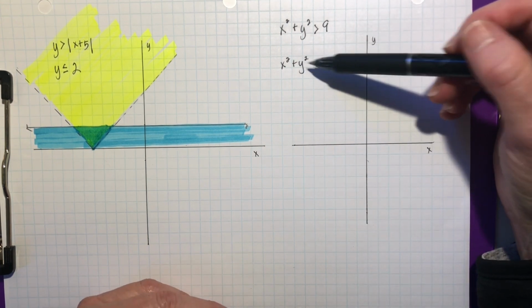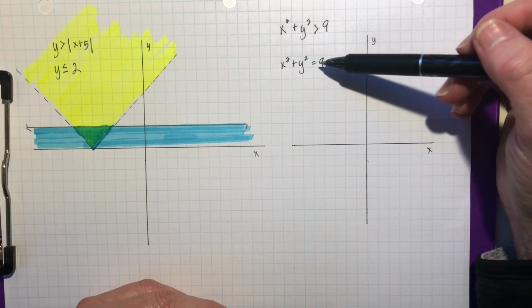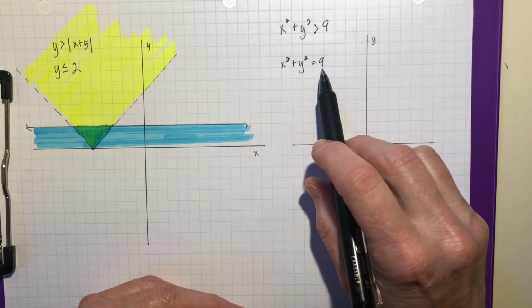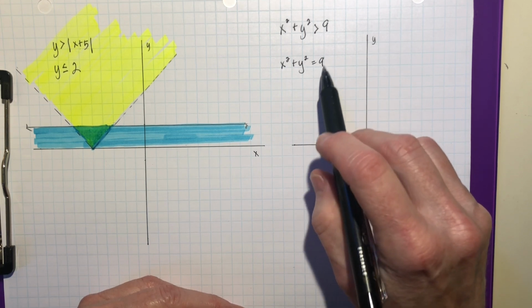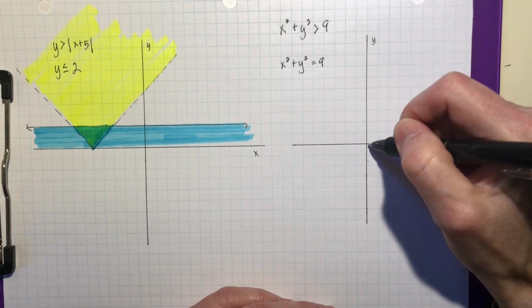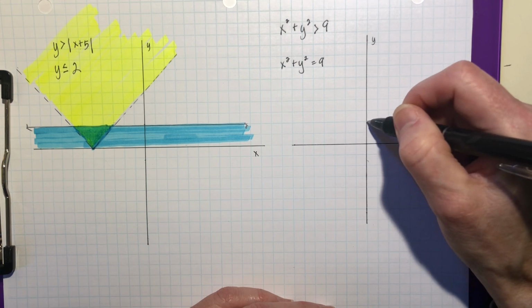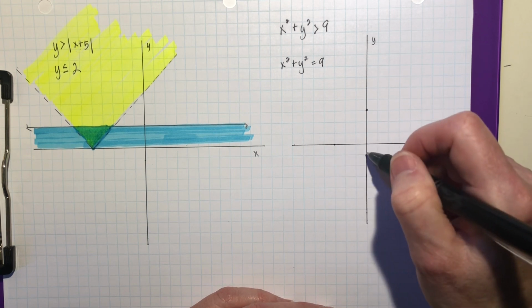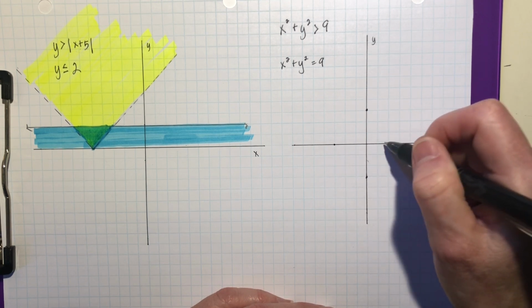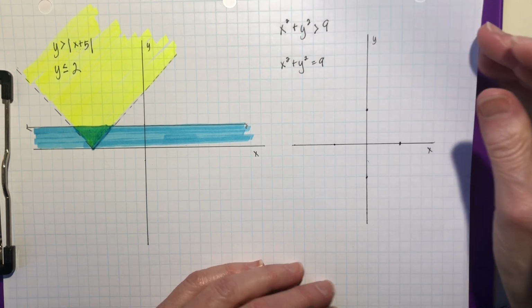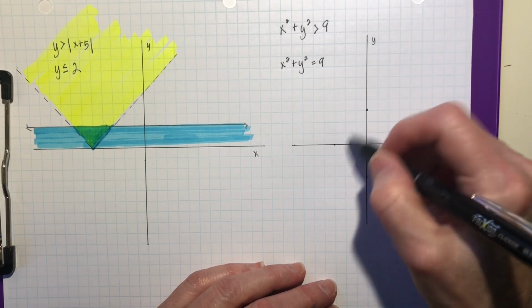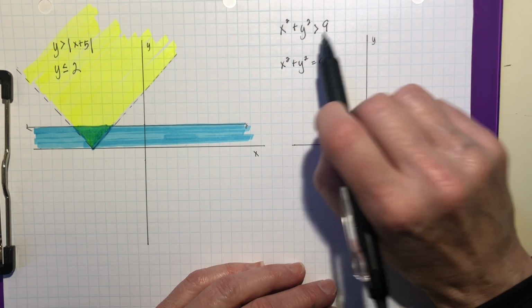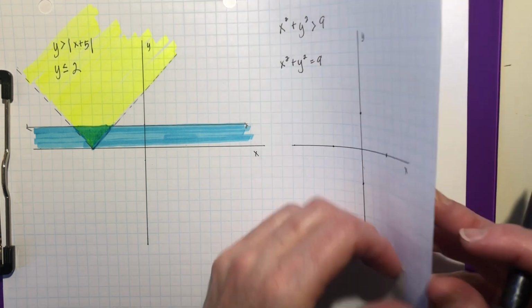recall that this is the equation of a circle that's got its center at the origin, and it's got a radius of 3, because the radius will be the square root of whatever number's over here. So the radius of 3 means we can go out 3 in every direction from the center. Now, in terms of drawing the circle, we're not going to draw a solid line because we've just got greater than in our original inequality. We need to draw a dashed line.